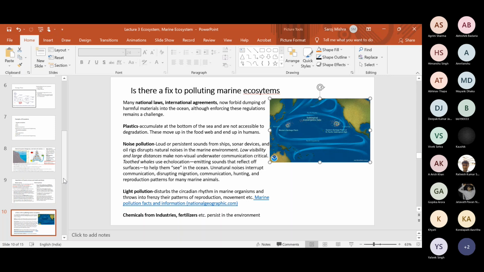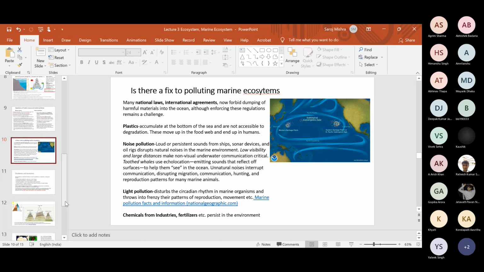So I hope you are able to understand many of these factors: pollution doesn't only mean pollution from chemicals, but for a system like a marine ecosystem, noise, light, etc. can also have great impacts.